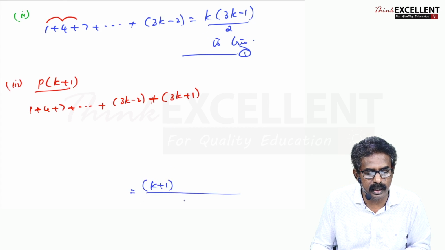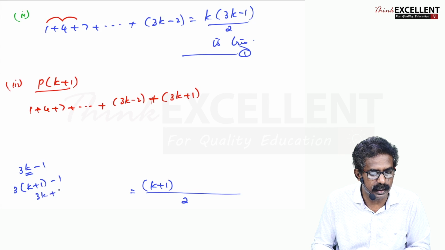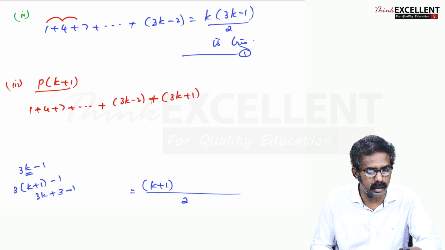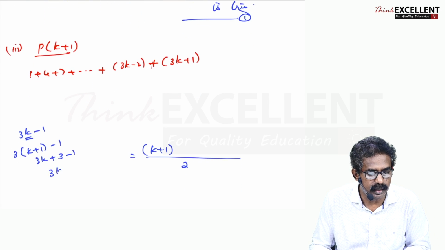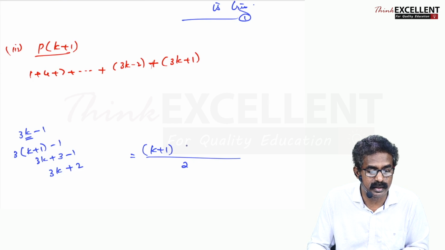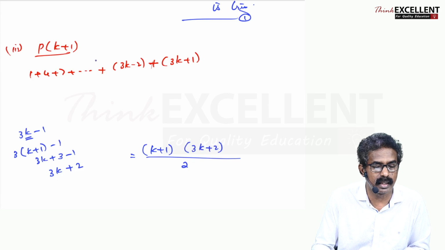By 2 also, okay, no problem. But the main thing is that 3k minus 1. 3k minus 1. For k, you have to get k plus 1. 3 into k plus 1 minus 1. Multiply by 3, 3 into k, 3k plus 3 into 1, 3 minus 1. So when you simplify, 3k plus 2, this is the answer you are supposed to get. 3k plus 2. Okay, so let us see how to get this answer.